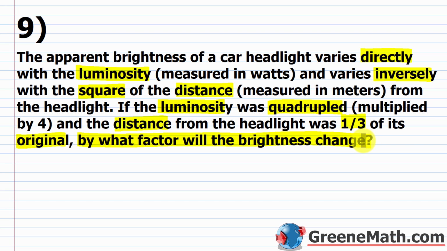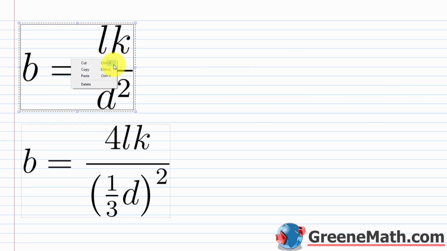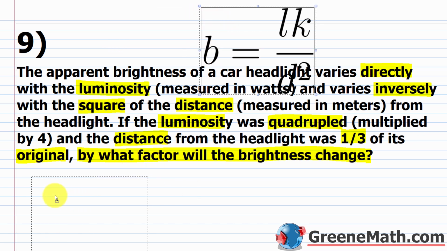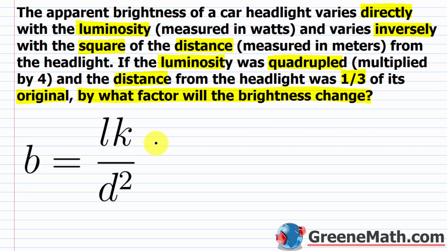So for this one, what you would do is just start off with your model. So let me grab this and I'll go back up. Let me paste this in, put this right there, slide down a little bit. So you have combined variation. So you have direct variation and inverse variation together. And again, the apparent brightness, so we're using lowercase b for that, of a car headlight varies directly with the luminosity. So this L right here, when I write this out, I'm going to use a lowercase l like that so we're not confused with I. So that's the luminosity here.